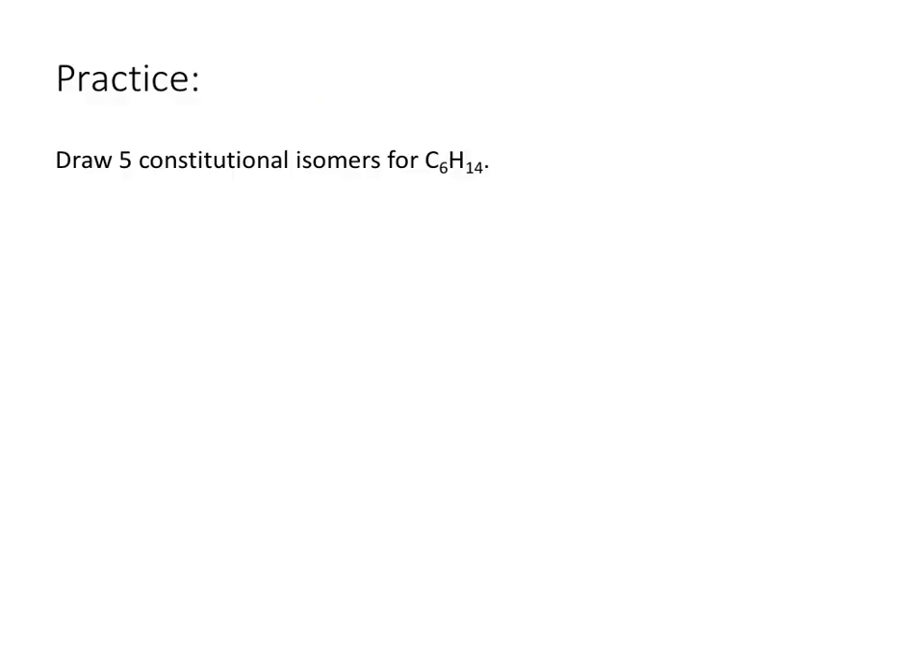Let's practice. Draw 5 constitutional isomers for C6H14. So you might want to pause the video and try this on your own and then resume the video. So first I'm going to draw all 6 carbons in a chain. 1, 2, 3, 4, 5, 6. And for this exercise, I'm going to go ahead and draw out my hydrogens, even though I know with bond line I don't normally draw out the carbons and the hydrogens, but it's going to help me in this particular exercise.